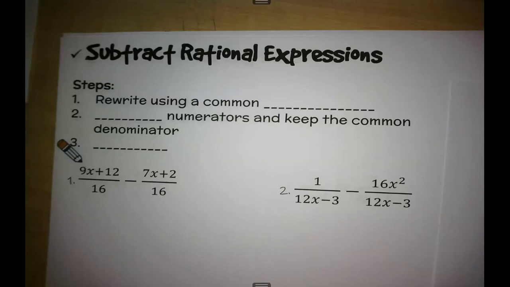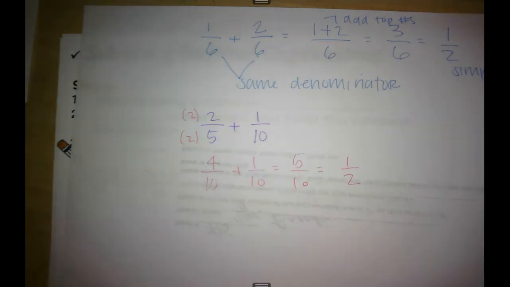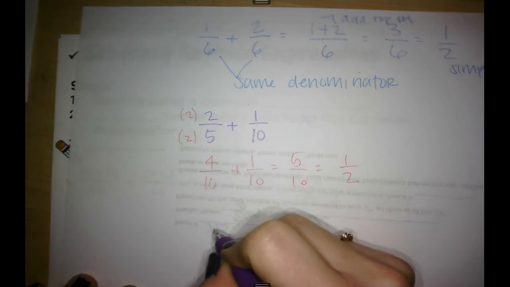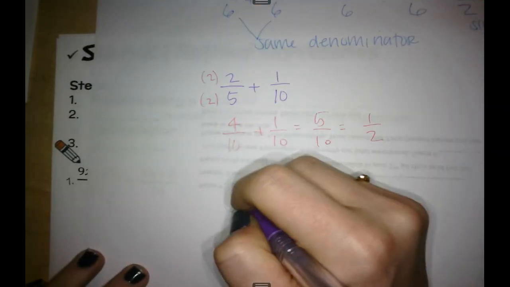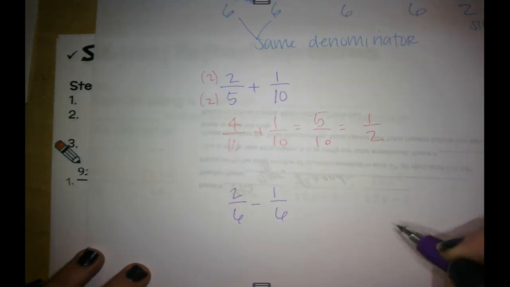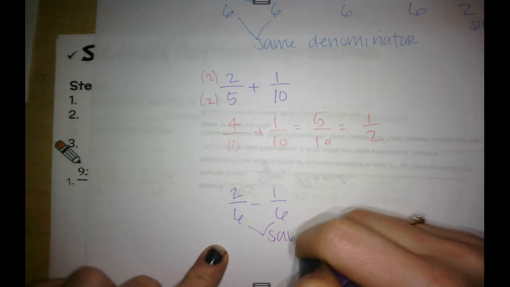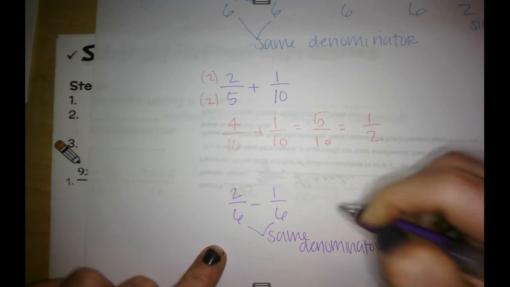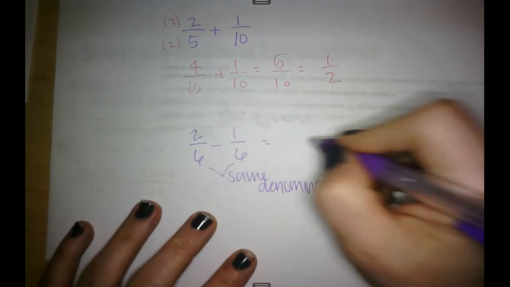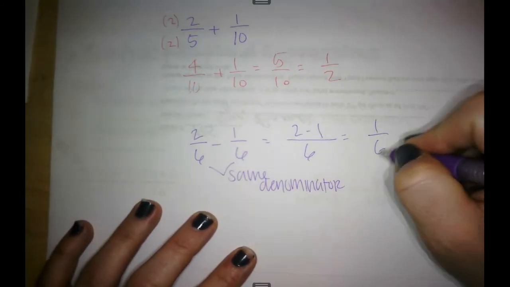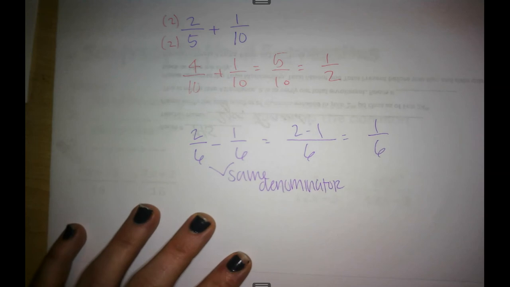Subtracting rational expressions. So this is going to be similar to our adding. Remember, we have to have the same denominator. So if this was written as maybe 2/6 minus 1/6, since these have the same denominator, then we would just subtract the top, keeping the same base, and that would be 1/6, right? 2 minus 1 is 1, okay?